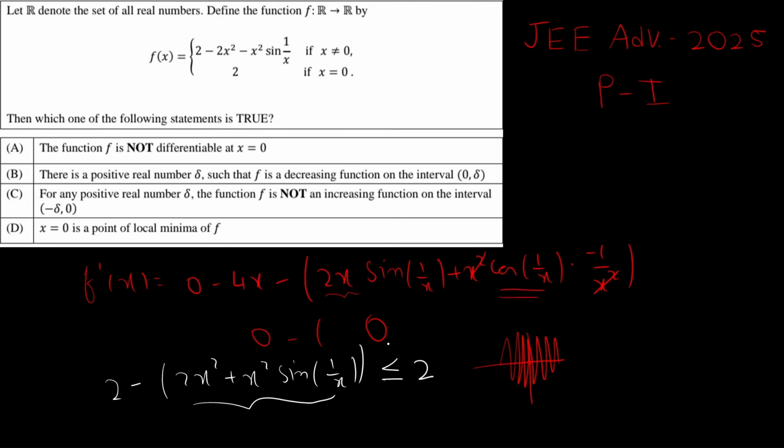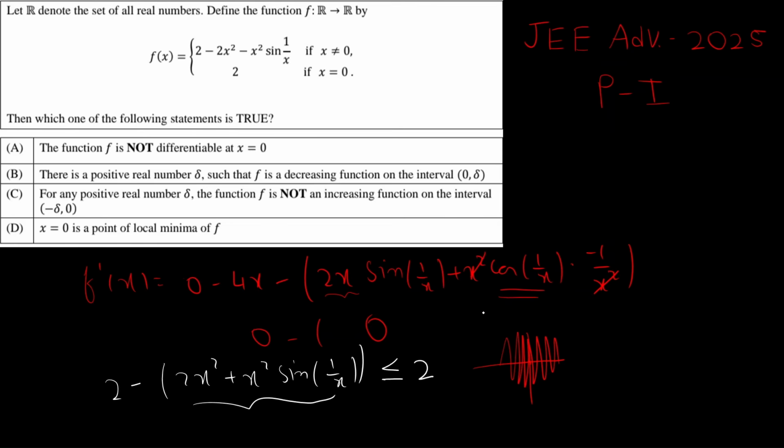Options B and C are just representing what I said maybe 2 minutes ago. Let us see option B. It says there is a positive real number delta such that f is a decreasing function on the interval 0 to delta. As I said, this is not true because cos 1 by x will be oscillating violently between minus 1 and 1 when we are considering any neighborhood near 0. Irrespective of how small our delta is, it will be oscillating infinitely many times between minus 1 and 1. So it's not correct to say that the function is decreasing or increasing on a certain interval 0 to delta.